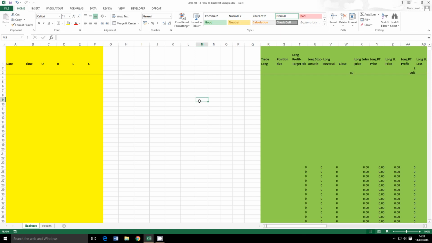Now, what I'm going to do now is go through the different steps that we need to build up the model and get to the results of the trading strategy.